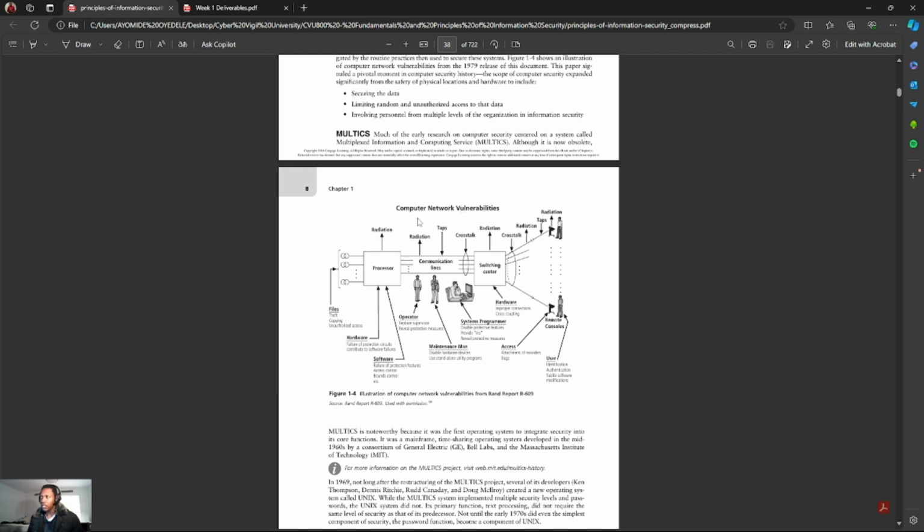Now you can see the vulnerabilities that were also associated with computer systems, right from the processor to the communication lines to the switching center. You can see different things here. You can see how the files, the hardware, the software, everything about computing needs what is called protection, and then you need security.